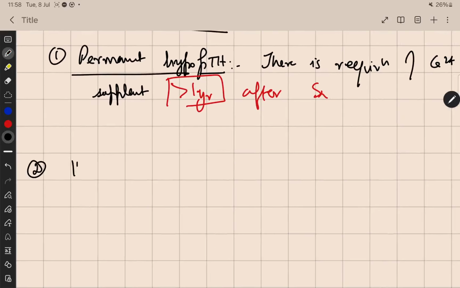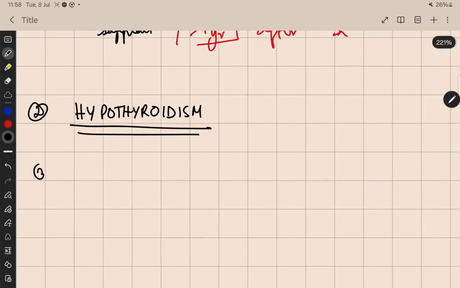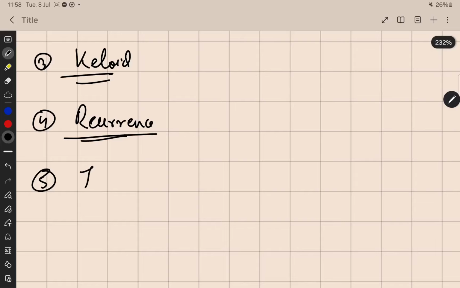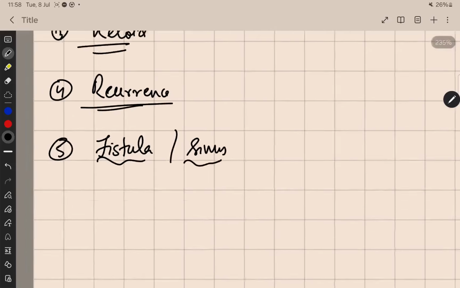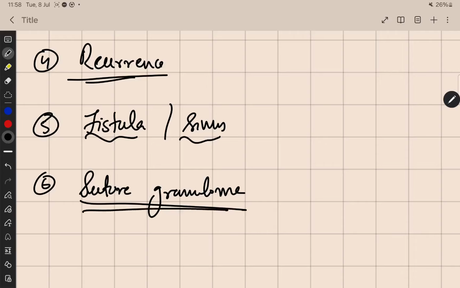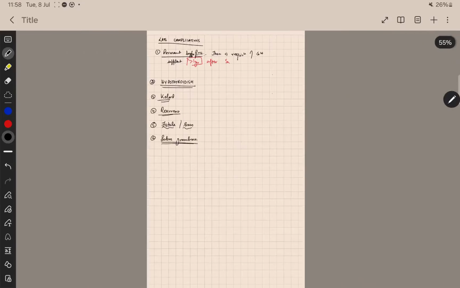Second is hypothyroidism. Obviously, if you remove the thyroid gland, there can be chances of hypothyroidism. Third is formation of keloid. And fourth is recurrence. Fifth is it can also form a fistula or sinus. It can also form suture granuloma, right? So this was a simple overview of thyroid gland and surgeries.